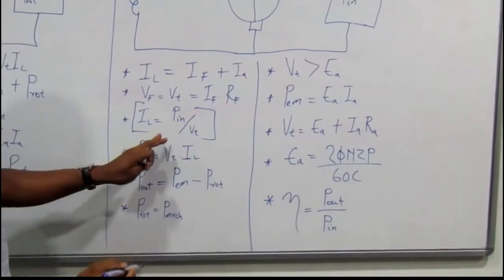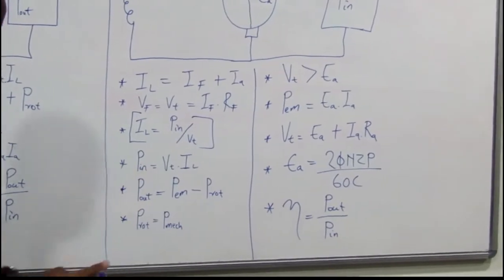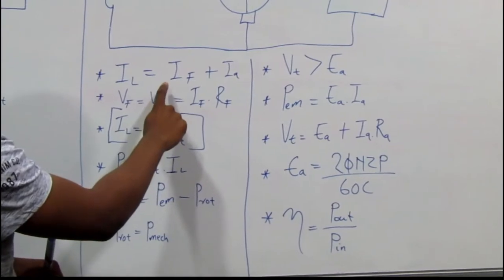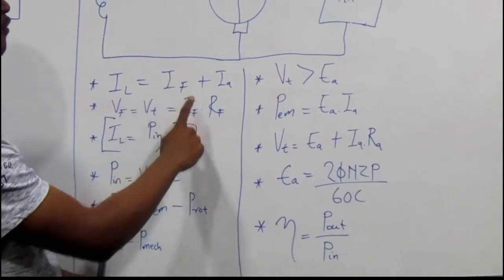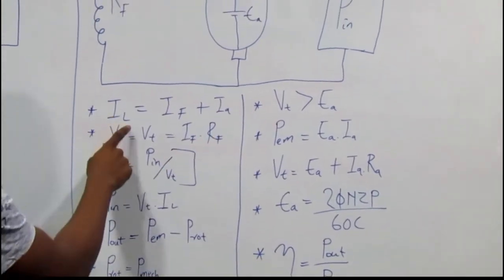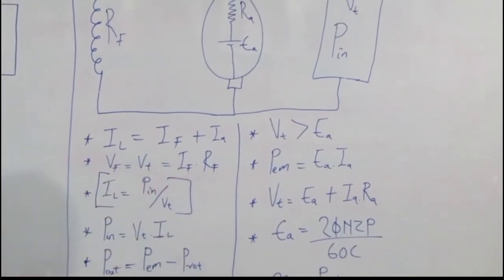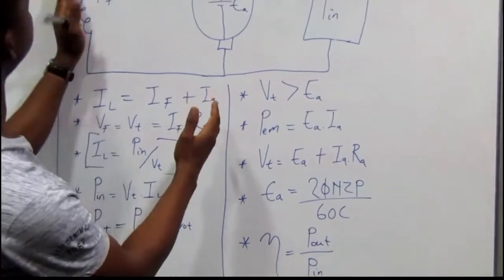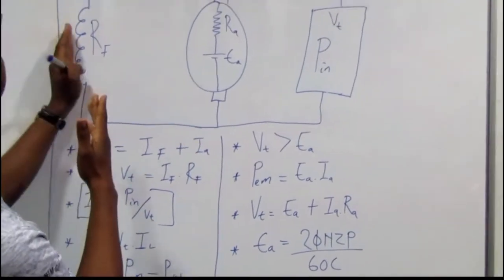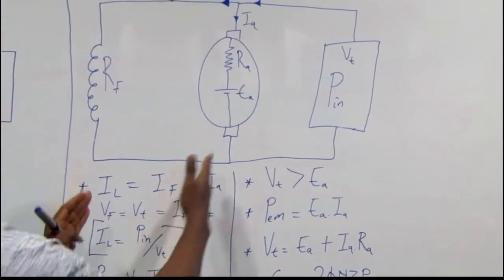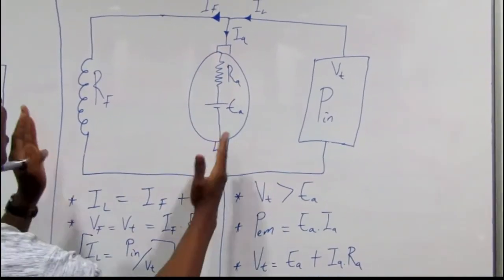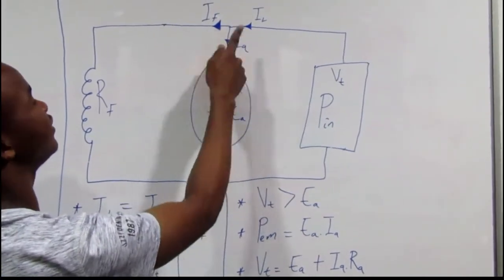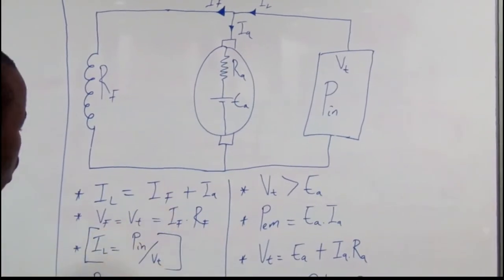You can calculate it. IL is equal to power input over V terminal. Then the second one, you can say IL is equal to IF plus IA, where IL is the load current, IF is the field current, and IA is the armature current. You must know that this field current and this armature current are parallel to each other, of which the load current distributes itself into two.